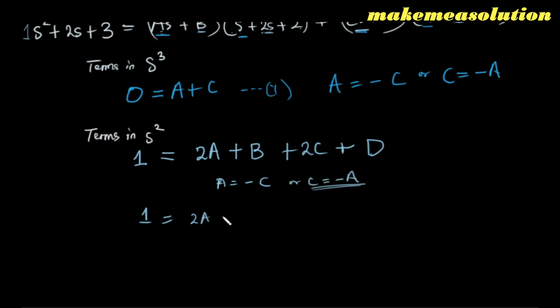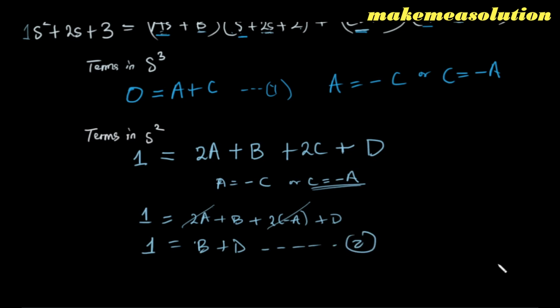Let me use this one. So I have 2a plus b plus, instead of 2c, I'll have 2 into minus a, and plus d. So if you solve, 2a minus 2a cancels out. So simply put, 1 is equal to what? b plus d. So this is equation 2. We're going to save equation 2 for later. Then let's move forward.